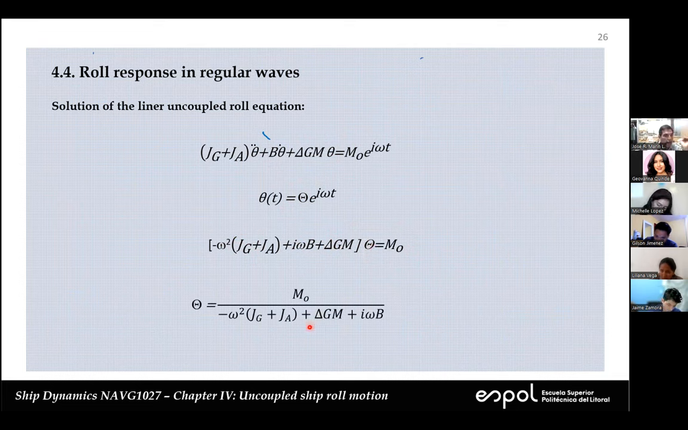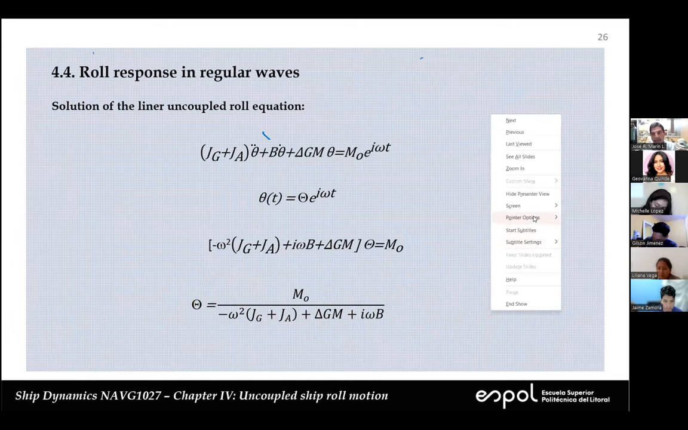Okay, and we know immediately that when the frequency is about natural frequency, this and that will cancel each other. If you cancel this in the denominator, the equation, which is this one here, the amplitude, it's going to increase. Okay, and that's what we call resonance. So in the test that we're going to do this Friday, that's what we're going to be trying to describe.